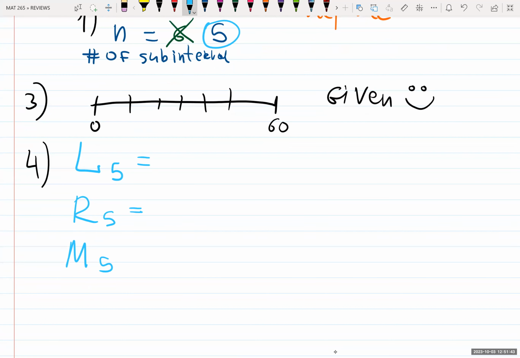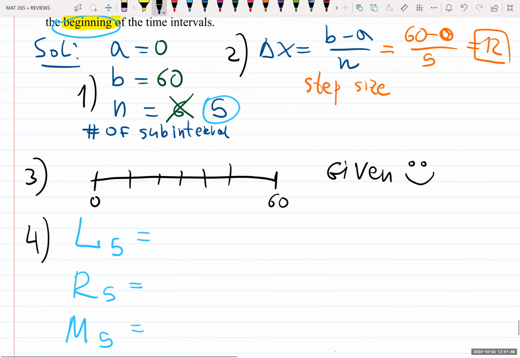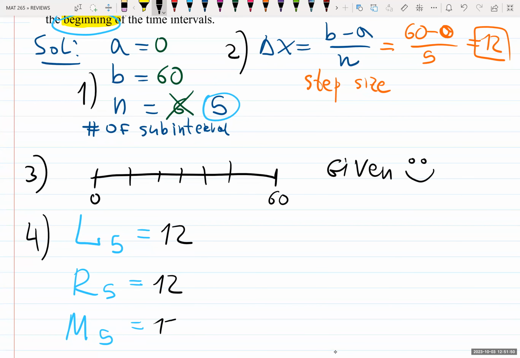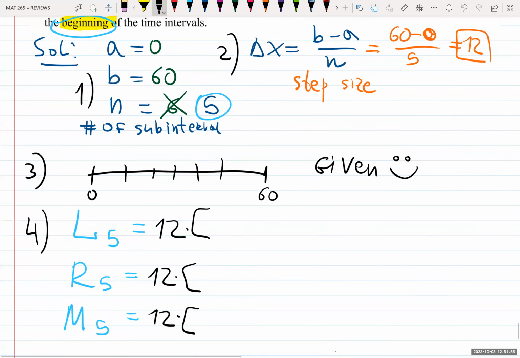Equals, continue, let's just do 1. Delta x, again, delta x is 12. So I know it's going to be everywhere. So the method always matters. It only matters what's inside of these brackets until we go to calculus 2.